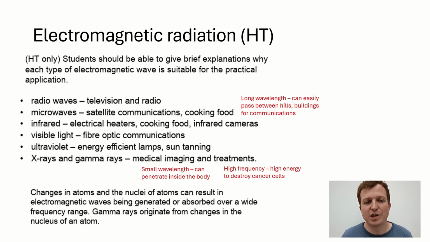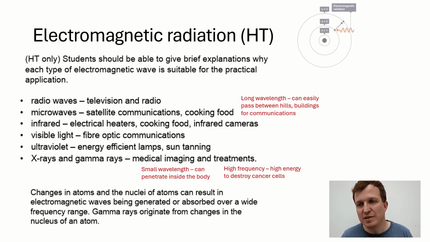Also related to electromagnetic radiation is how they're produced. They're produced by changes in atoms, and in particular changes in nuclei, resulting in EM waves being generated or absorbed over a really wide frequency range. I'll show you the diagram in a second. I'll be honest, this is proper A-level physics. This statement is the only thing you could be asked about.